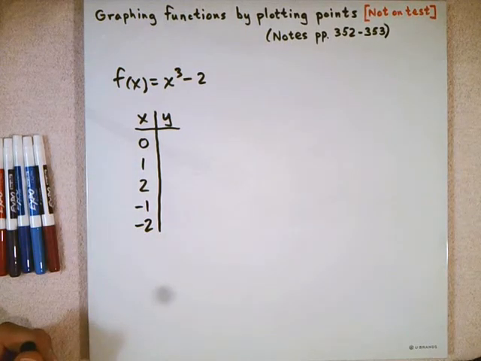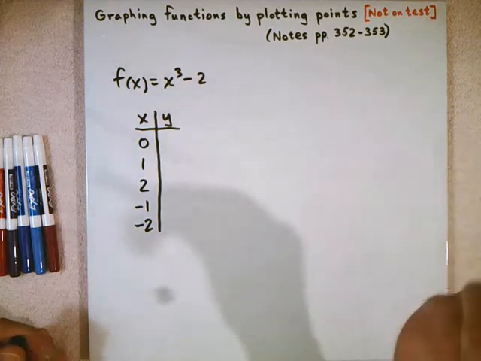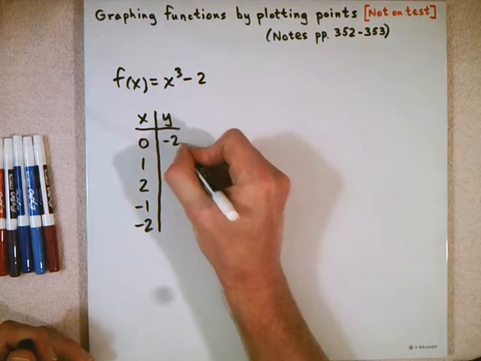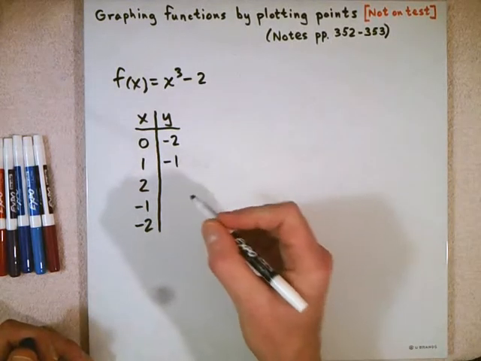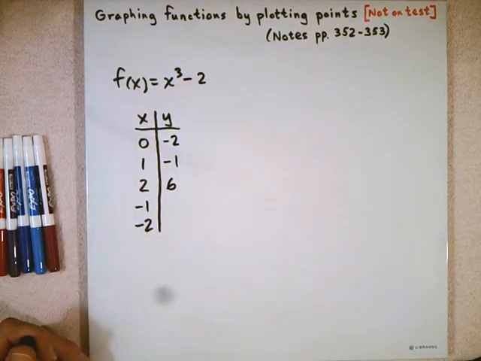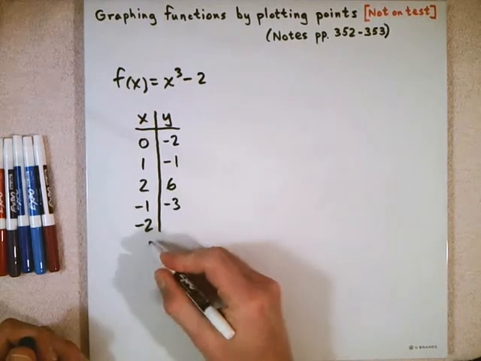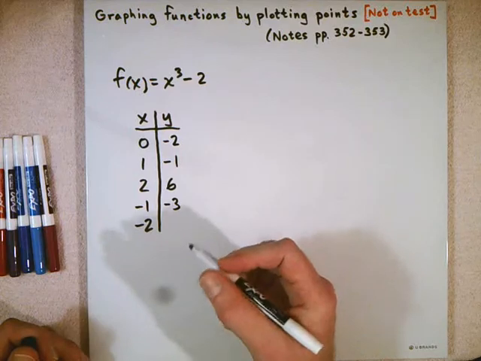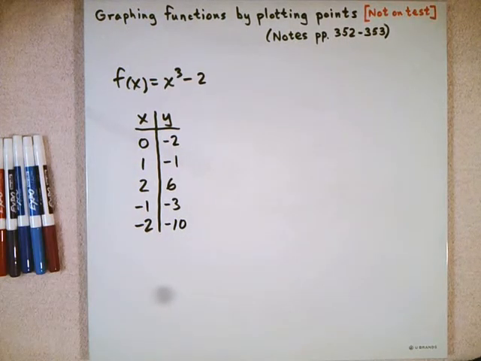Now, what are the y values going to be? Well, that's pretty easy to compute. You put a 0 in here for x. 0 cubed is 0. Minus 2 is negative 2, and so forth. 1 cubed is 1. Minus 2 would be negative 1. 2 cubed is 8. 8 minus 2 is 6. Negative 1 cubed now, that's negative 1. Minus 2 will be negative 3. And finally, negative 2 cubed is negative 8. Negative 8 minus 2 is negative 10. Alright, so not that hard to do. Keeping it simple. We've got 5 points now that should be pretty easy to plot. We'll go ahead and plot those and then connect the dots, as it were, with a smooth flowing curve.